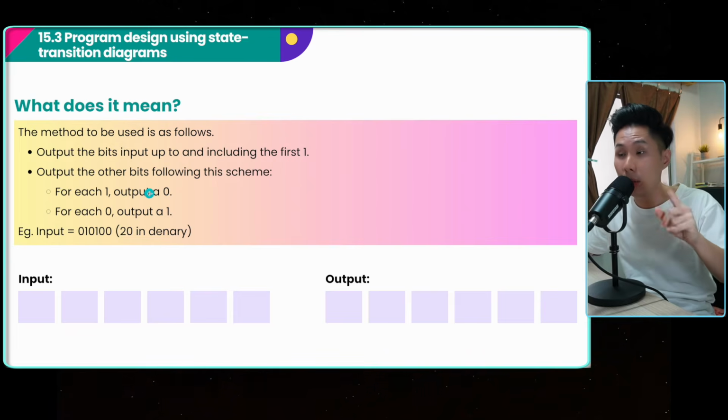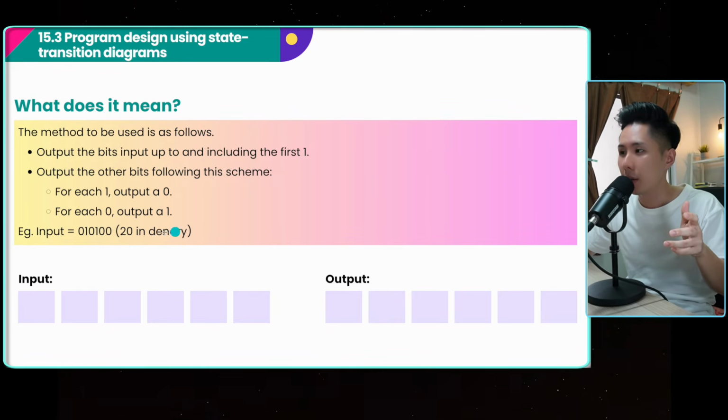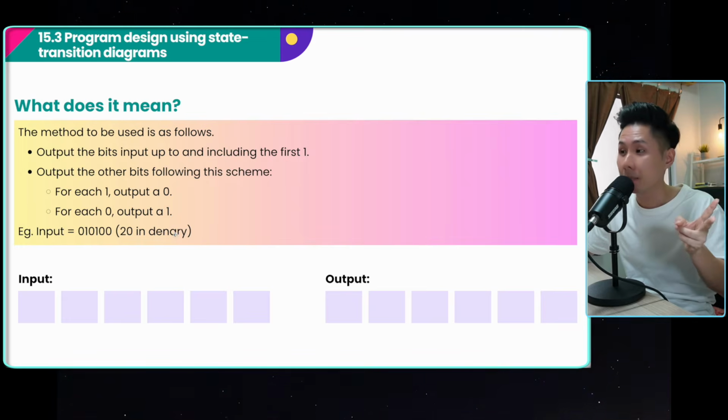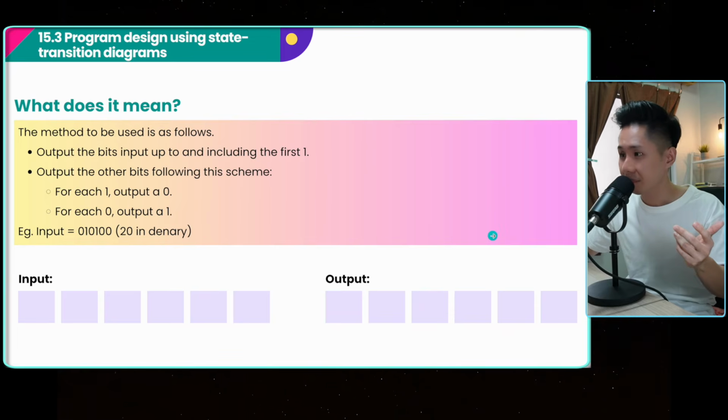For each one, output a 0. For each 0, output a 1. And it could be very hard to understand, so let's do an example directly. The input I have is 0, 1, 0, 1, 0, 0. If you convert it to denary, it will be 20. So the goal is that I want to convert this 20 into negative 20 in 2's complement using this scheme.